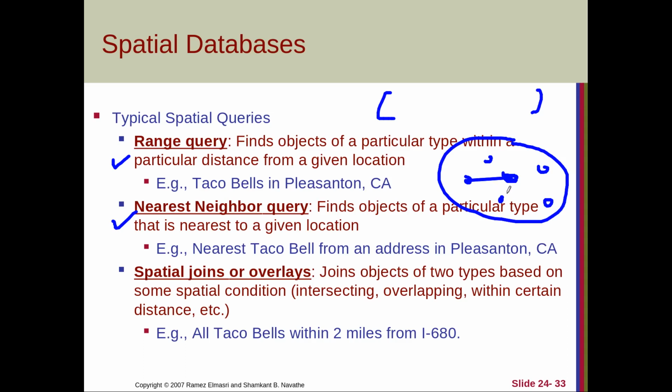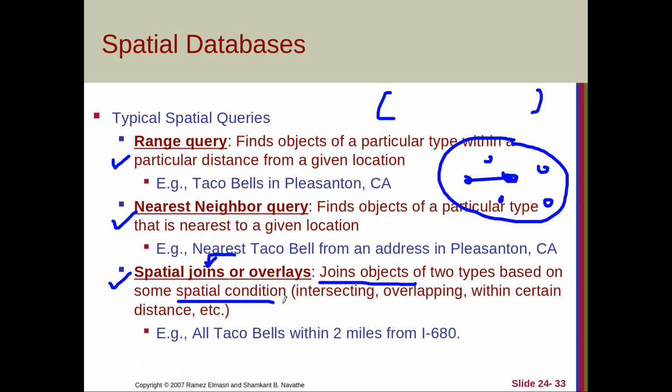So that is the second type of spatial query. Now the third one is spatial joins or overlays. Another query that is being followed. Spatial joins. This join is important. It is given another name, called overlays. It joins objects, more than one object of different types, based on some spatial condition.